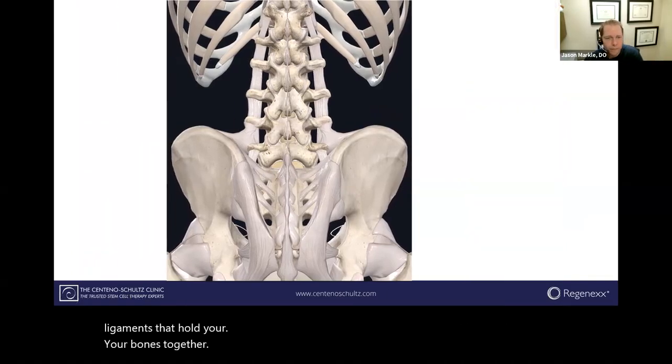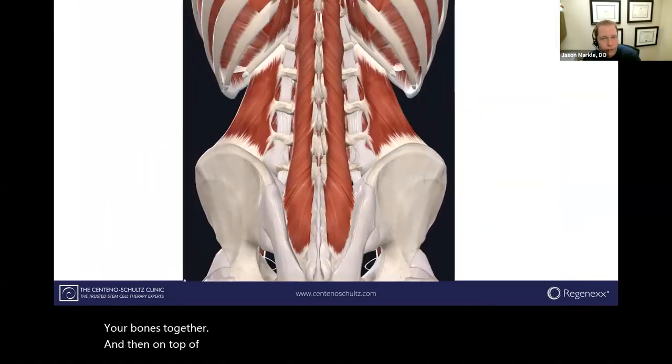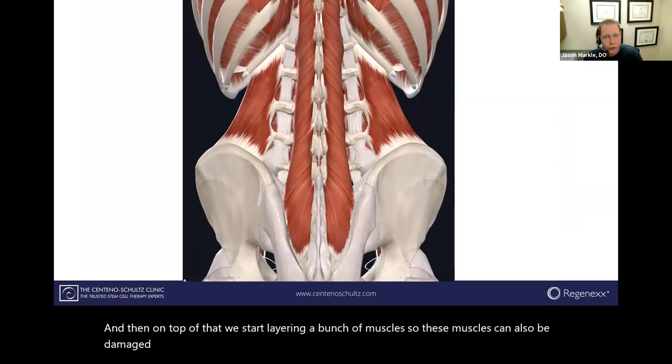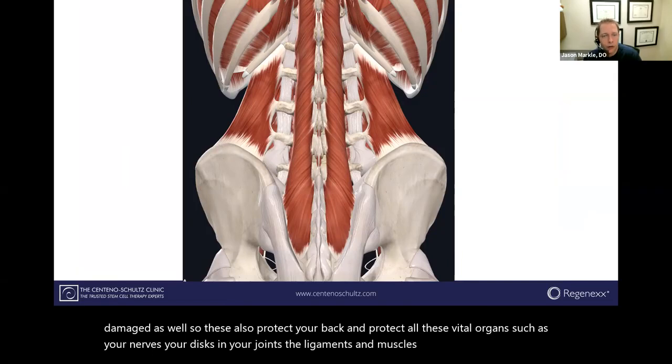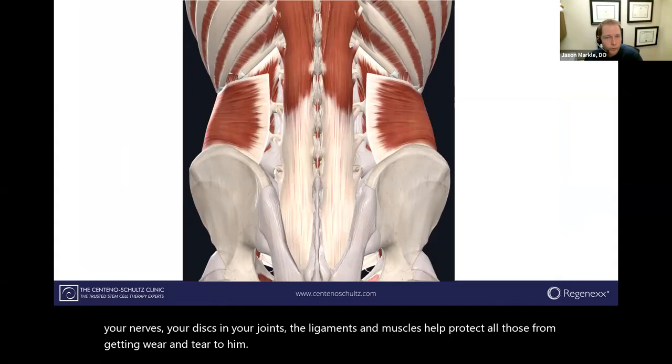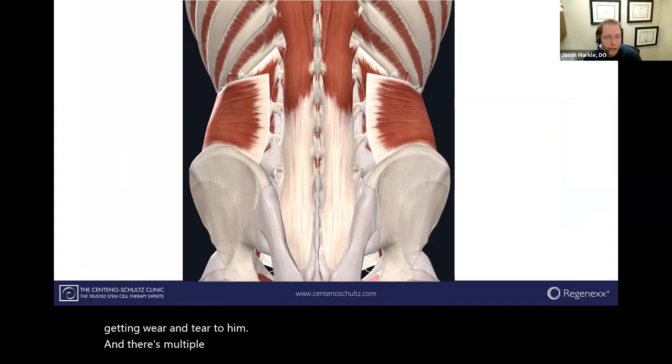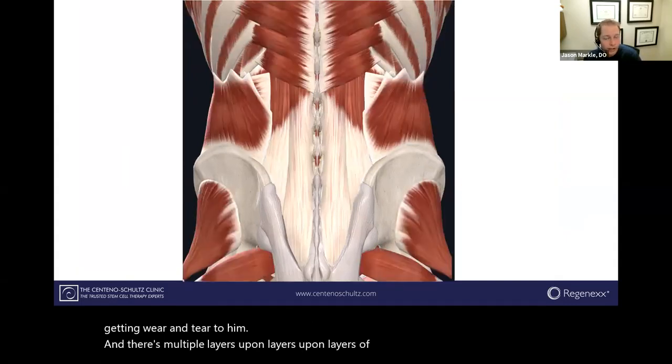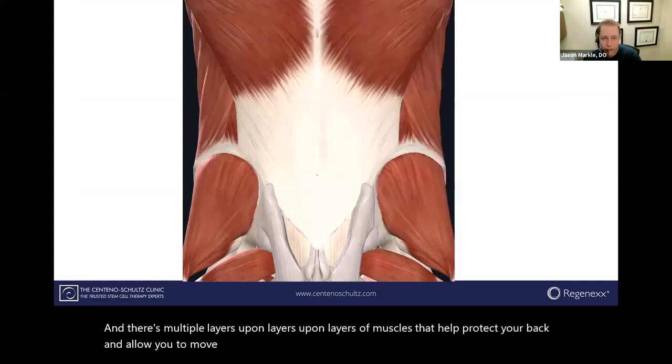And then on top of that, we start layering a bunch of muscles. These muscles can also be damaged. They protect your back and all these vital structures such as your nerves, your discs, and your joints. The ligaments and muscles help protect all those from wear and tear. There are multiple layers upon layers of muscles that help protect your back and allow you to move and still be as active as possible.